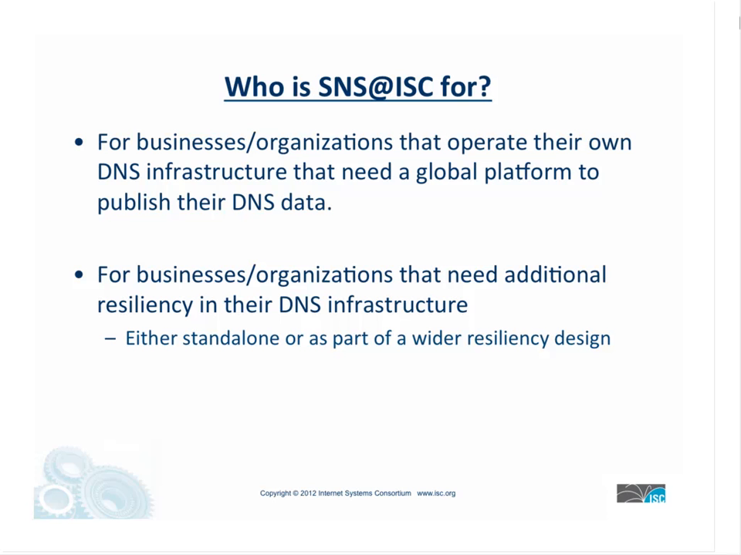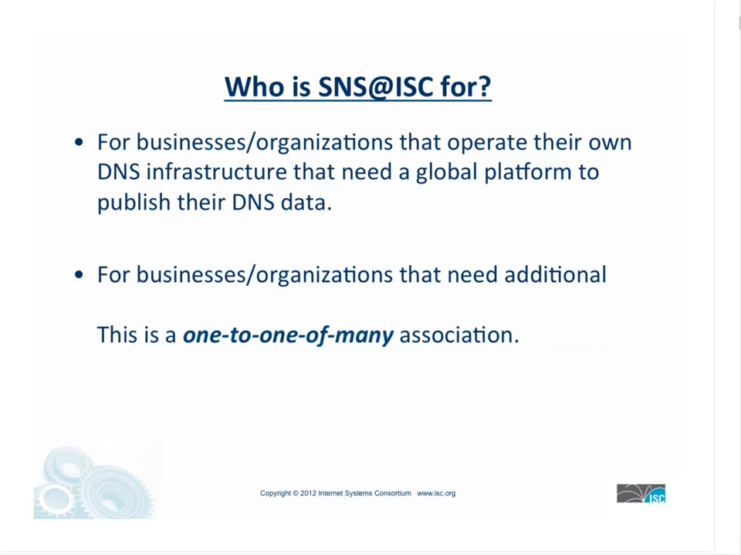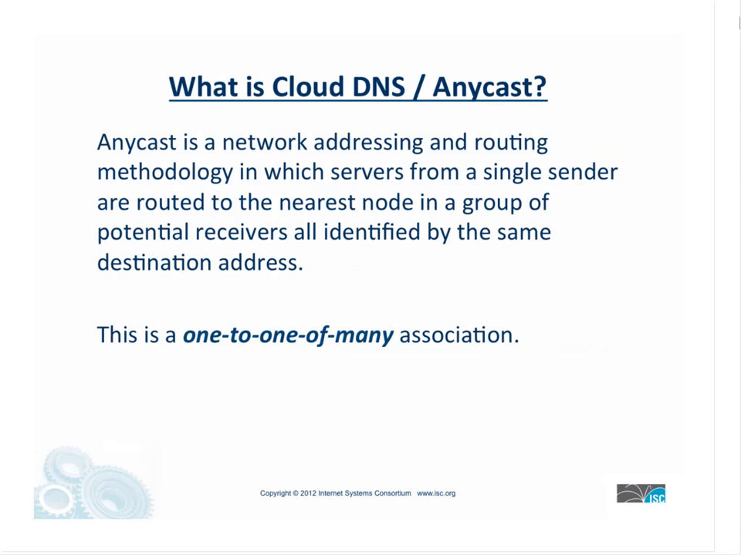So, what is Cloud DNS? Or the more technical term tends to be, what's Anycast? The dictionary answer for Anycast is that it's a network addressing and routing methodology in which packets from a single sender are routed to the nearest node in a group of potential receivers, all identified by the same destination address. This is a one-to-one-of-many association that you can see in the diagram in the next slide.